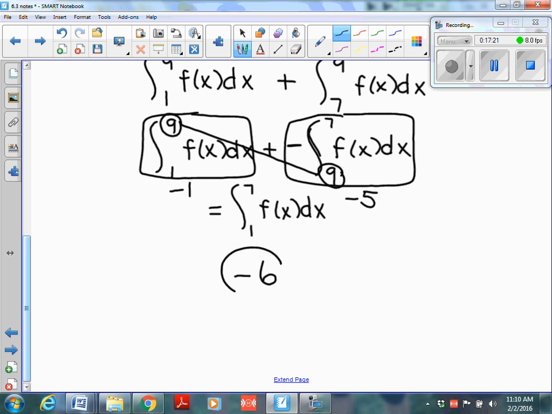And what does a -6 stand for? It stands for integrating from 1 to 7, which would make sense. If one is a -1 and the other one was a -5, and you want to integrate all the way from 1 to 7, you would just add the two sections together, which would give you a -6.